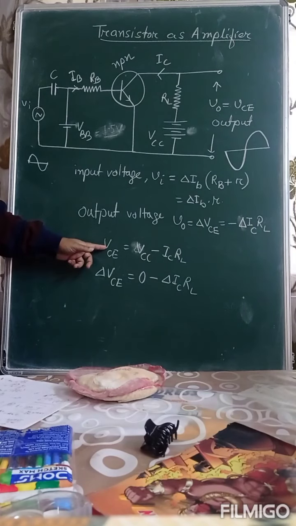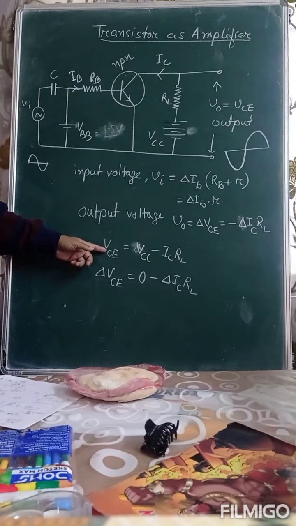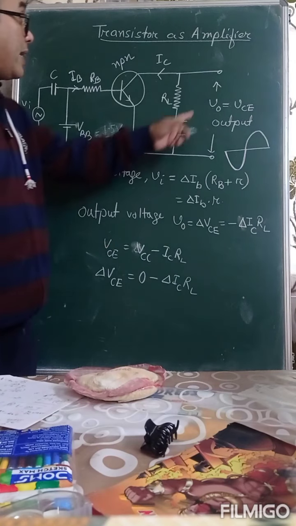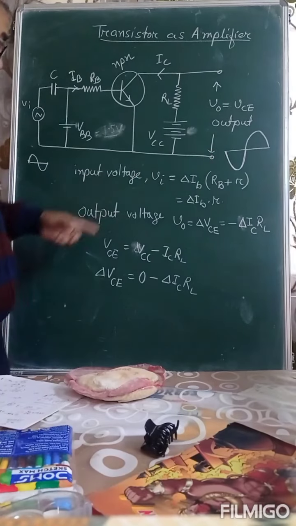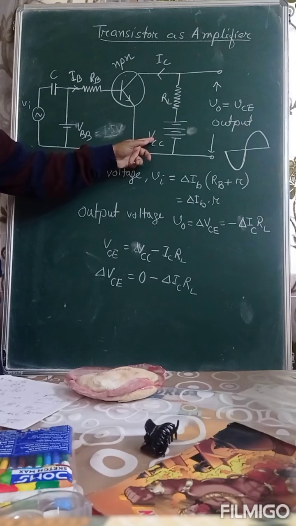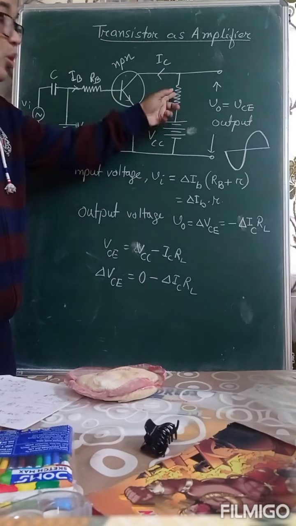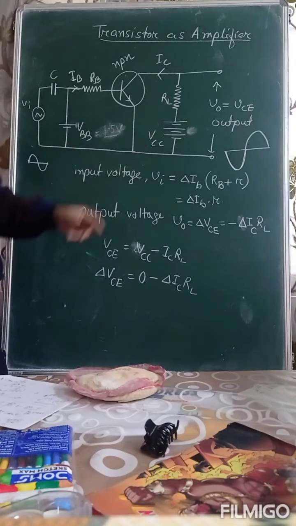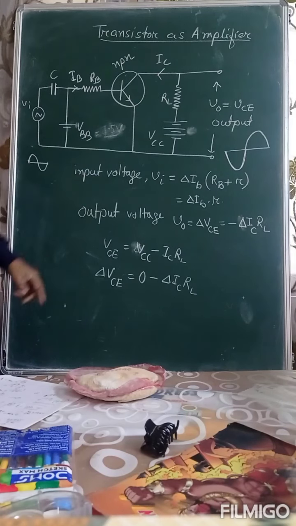This is from Kirchhoff's law. This equation is already derived in the topic called transistor as a switch. It is derived by applying Kirchhoff's law. What is VCE? Voltage drop across the collector emitter junction. And what is VCC? Biasing reverse bias voltage. It is a constant value. IC is the collector current, RL is the load resistance. Normally the value of load resistance is high because the collector is reverse biased.